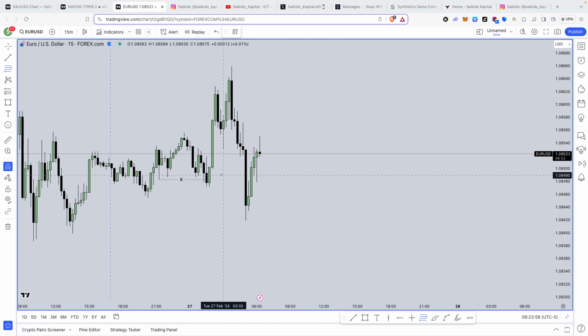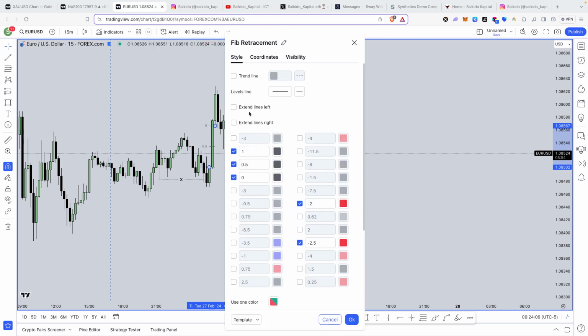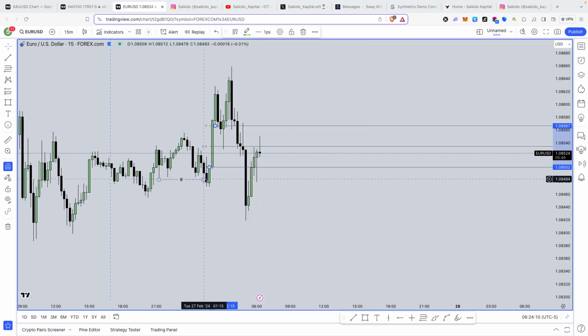So I was looking for a buy position here, and I wanted to see how price reacts once it reaches the CE of this fair value gap, right? I'm measuring the consequent encroachment of this, which is the midpoint of the gap here, the CE. So that is the CE of this gap on 15 minutes.